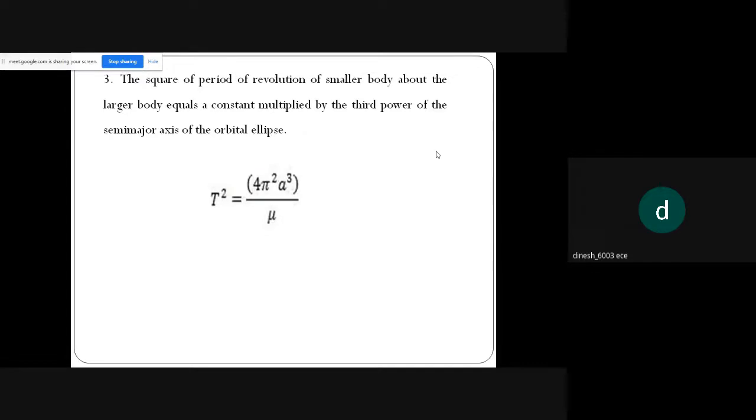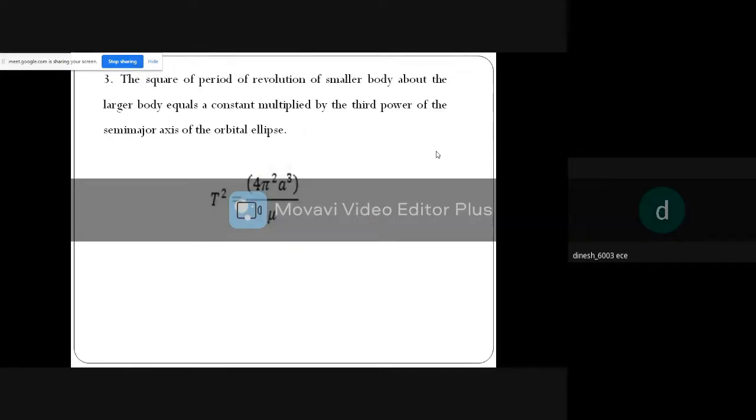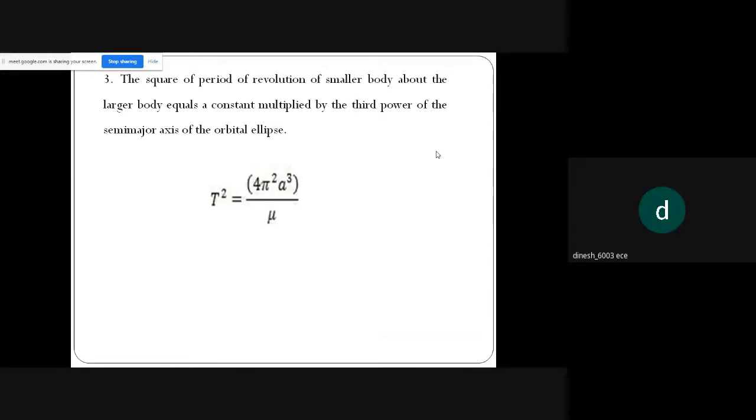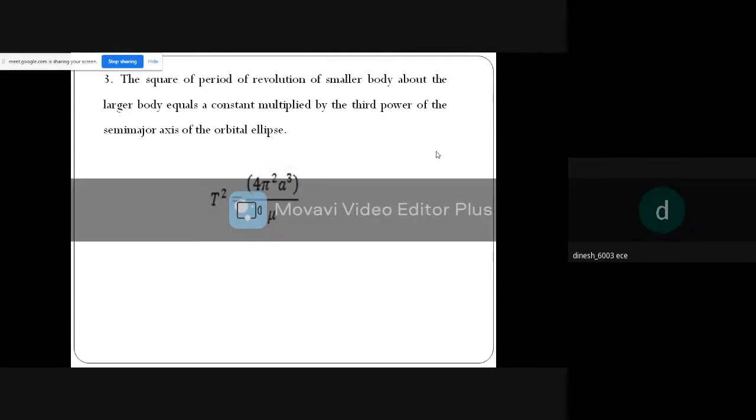So next is Kepler's third law. Kepler's third law states that the square of the period of revolution of a smaller body about a larger body is always equal to a constant multiplied by the third power of the semi-major axis of the orbital ellipse.